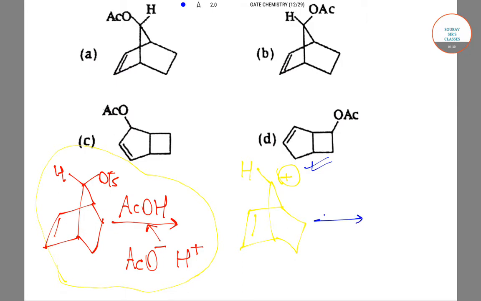So once there is a carbocation formation, there is this nucleophile which will be attacking at this position, and once there is an attack at this position over here, the major product formed would look something like this.